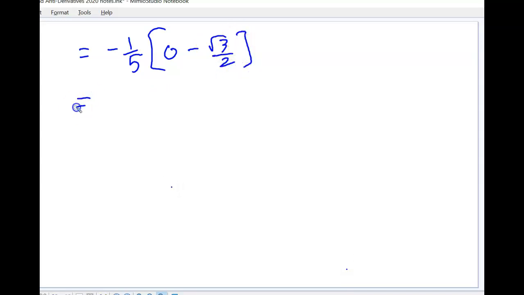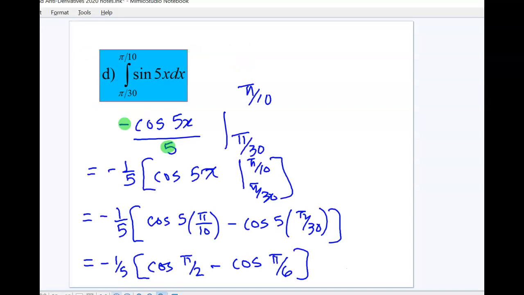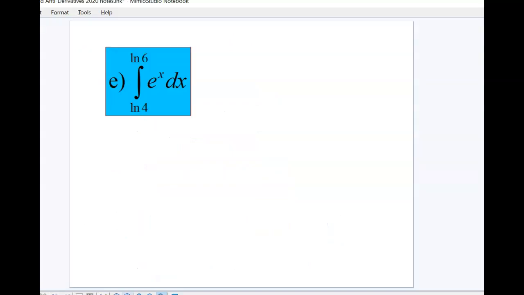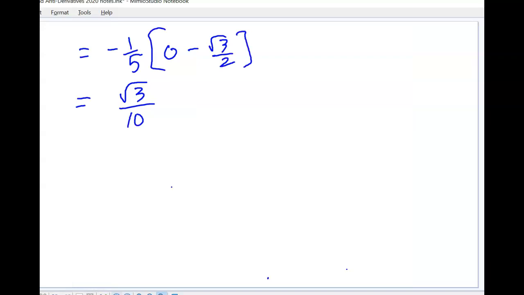And if I multiply these together, I'm going to get positive root 3 over 10, and that would be my final answer. So again, the only thing you've got to be careful of is if you have a function bigger than x in here, you integrate the trig part, leave the function alone, and divide by the derivative of the exponent, or of the function.